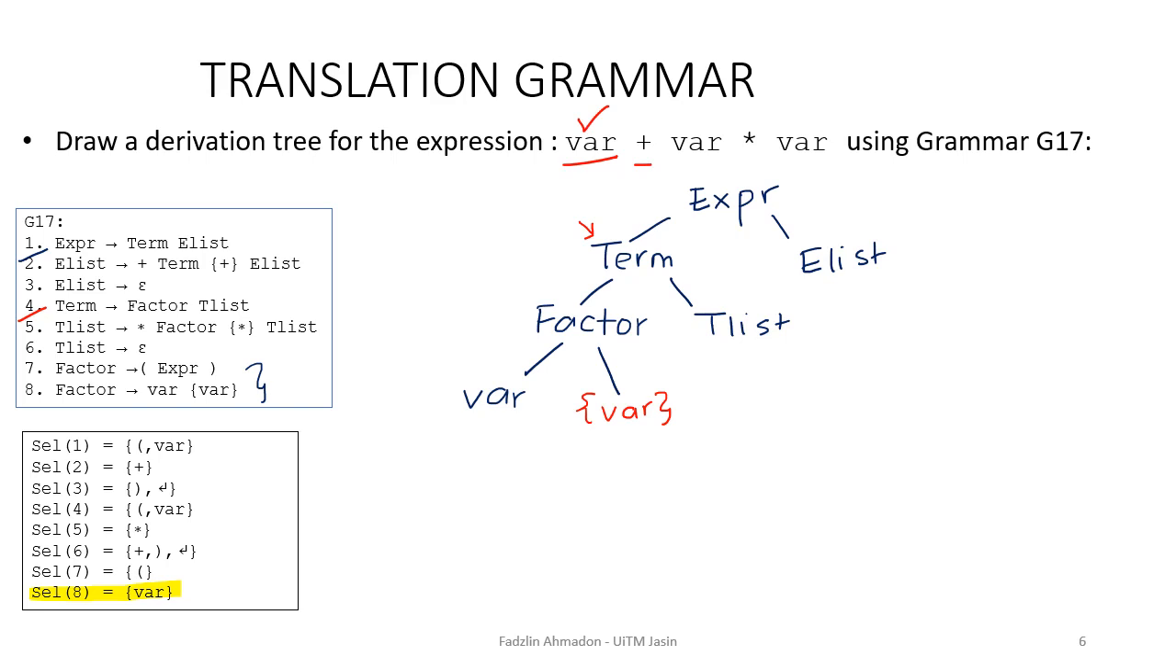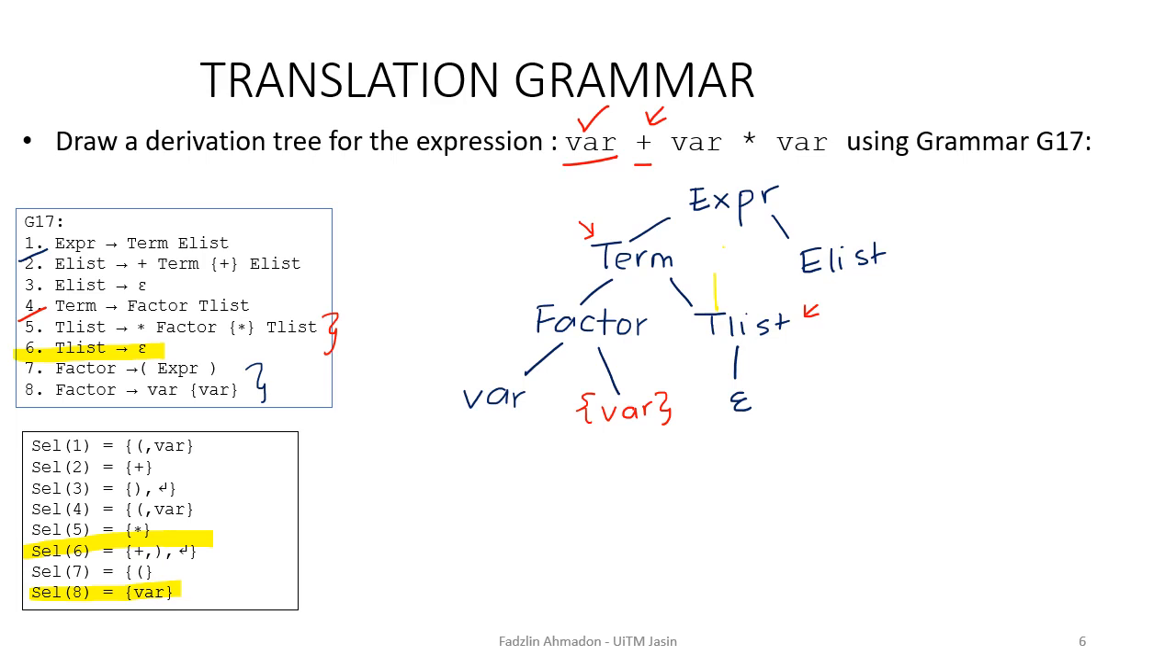The next input is plus, and we need to write it under tlist. So there are two rules derived from tlist. We need to choose the one that has plus as part of its selection set, and that rule is rule number 6. Okay, so I'm going to apply rule number 6 here. Rule number 6 still derives epsilon, which means we still haven't written plus inside our derivation tree.